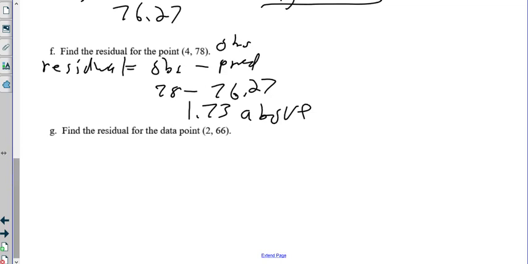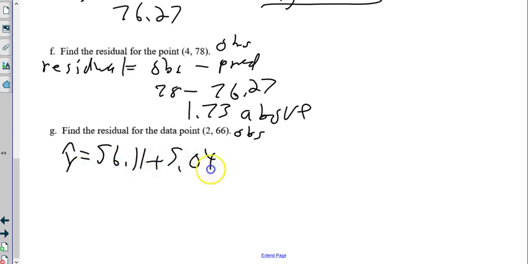Now, this one is not as much done for you because it says find the residual for 2, 66. Well, again, this is our observed, but we haven't already calculated the predicted for 2, have we? So we have to do that. Y hat equals 56.11 plus 5.04 times 2. What score do we expect to get on our test if we study for 2 hours? 66.19.